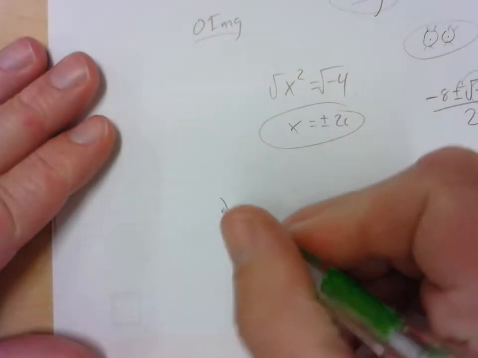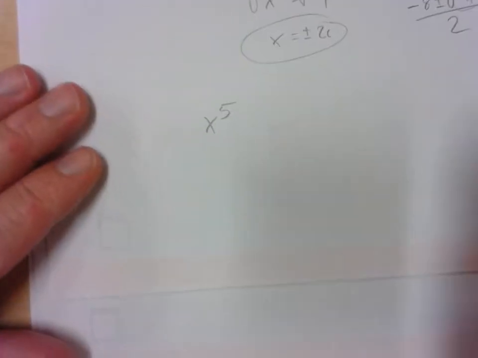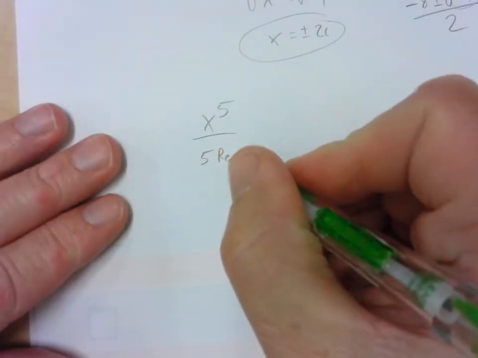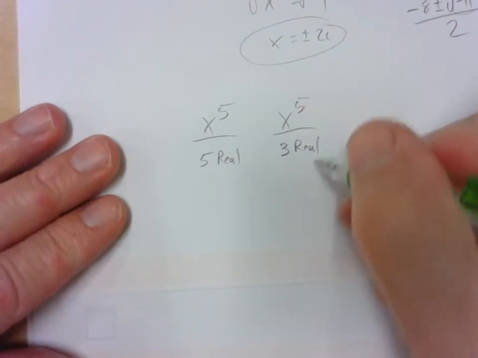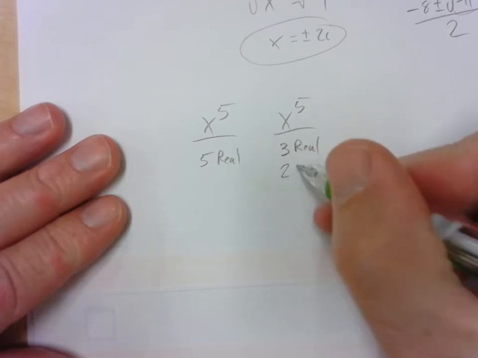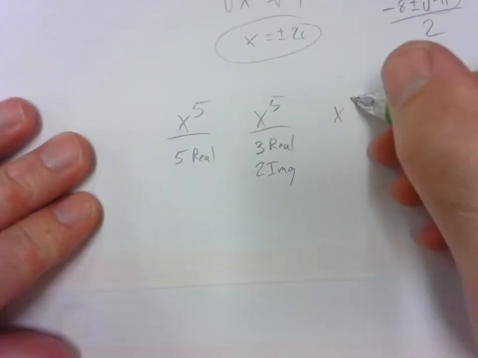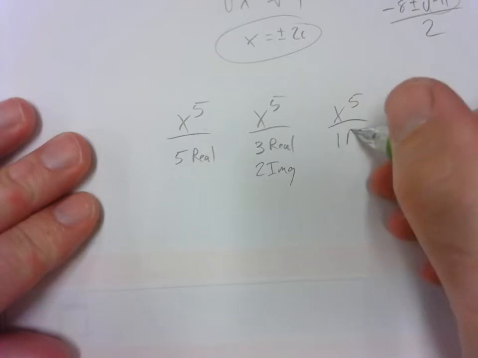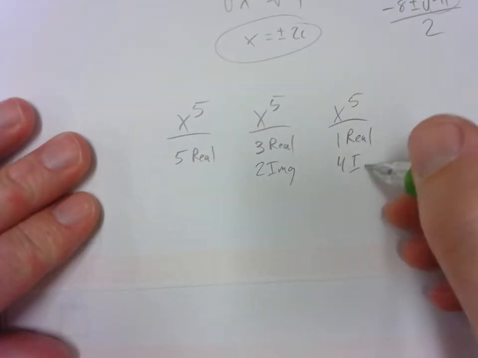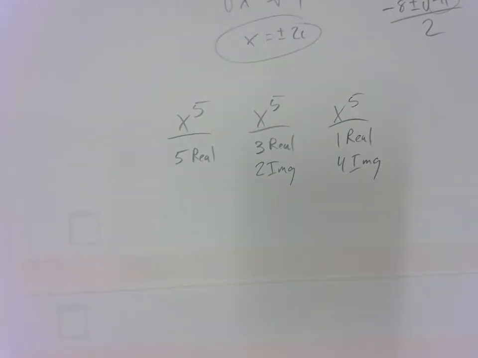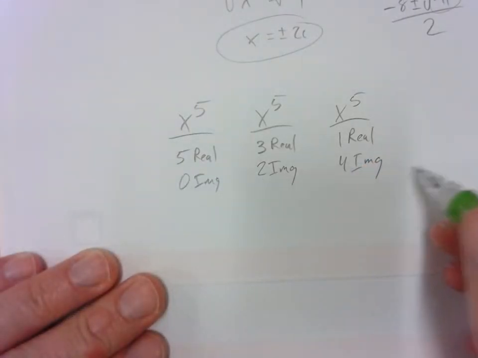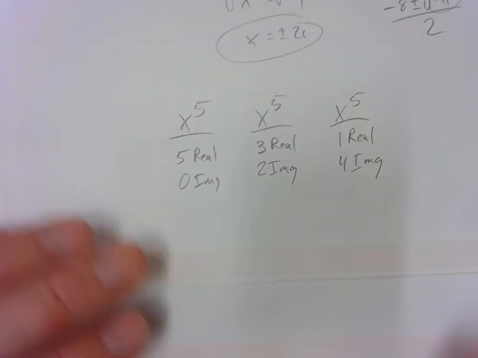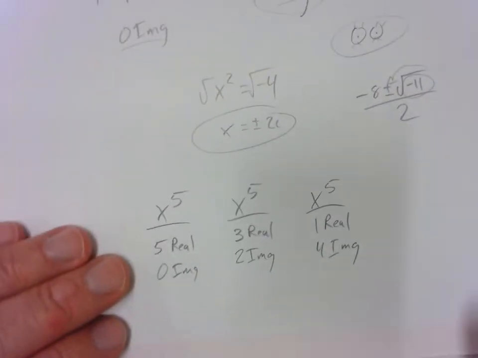If you have x to the 5th power, you can have 5 real solutions. You could have 3 real solutions and 2 imaginary solutions. And if you have x to the 5th power as your highest power, you could have 1 real and 4 imaginary solutions. And those are the only situations that you can have. You can't have 3 imaginary solutions because imaginary solutions only go in 0, 2, 4, 6, 8, etc., multiples of 2. All right, so we're going to solve a 4th degree polynomial together.